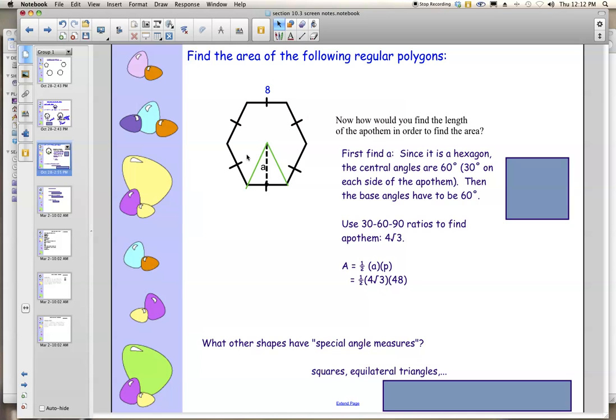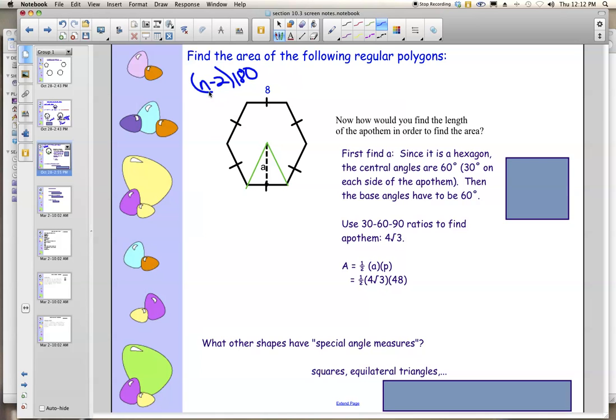Sometimes they don't give us much of anything, and we have to use the clues about the shape itself. Okay, in this case, this is a hexagon. What's interesting about a hexagon is that when you take the interior angles of a hexagon, remember that we do n minus 2 times 180 to get the interior angles.